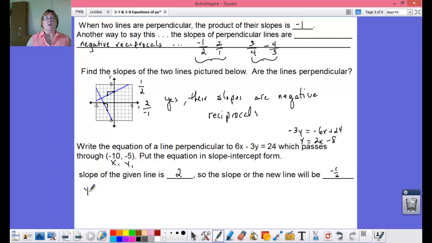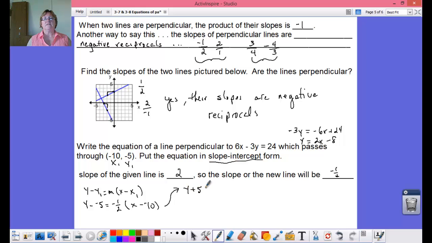Point slope form, y minus y1 equals slope times x minus x1, and filling in y minus the y in our point, which was negative 5, equals the slope of our line, negative 1/2, right? We want to be perpendicular to the given line, so we use the opposite reciprocal slope. Then it's x minus the x from the point, negative 10. We are to put it in slope-intercept form, so we do have to do a little bit of work here.